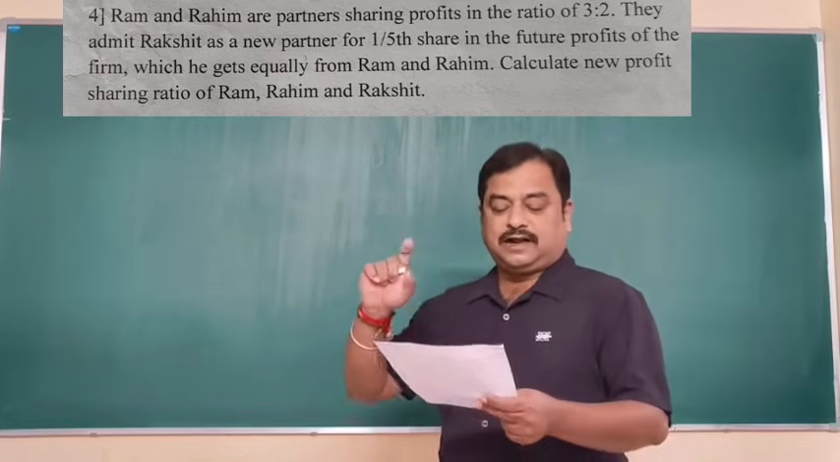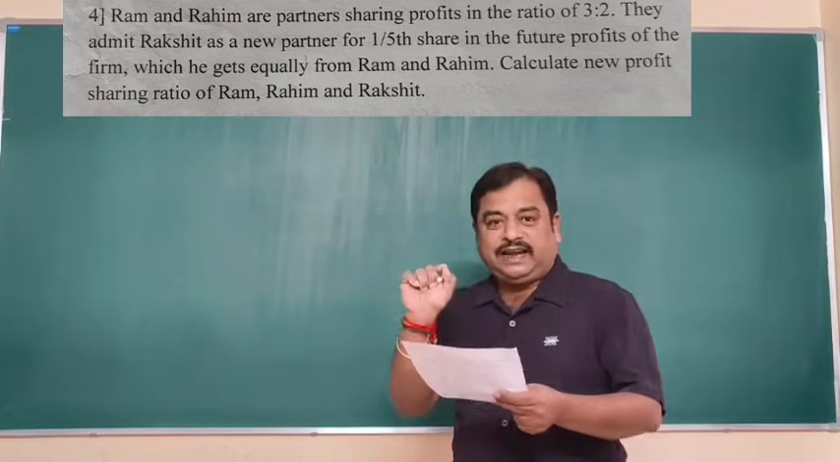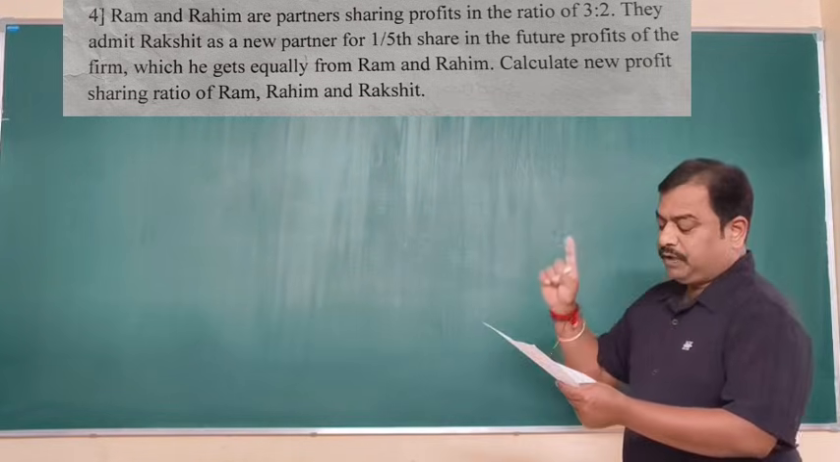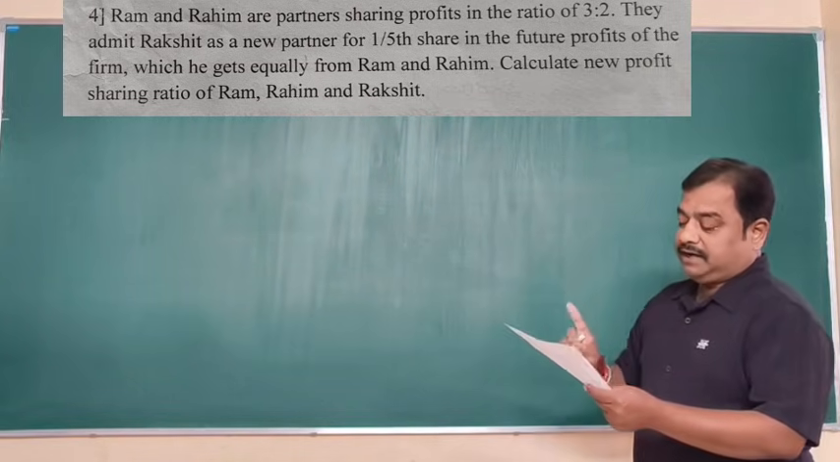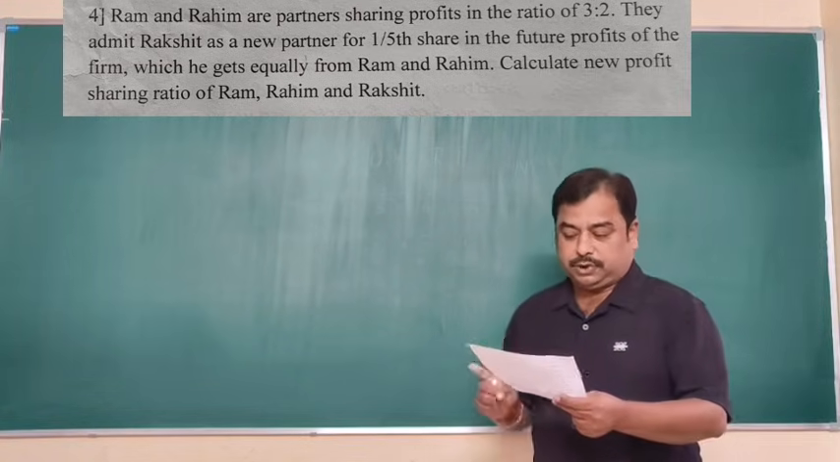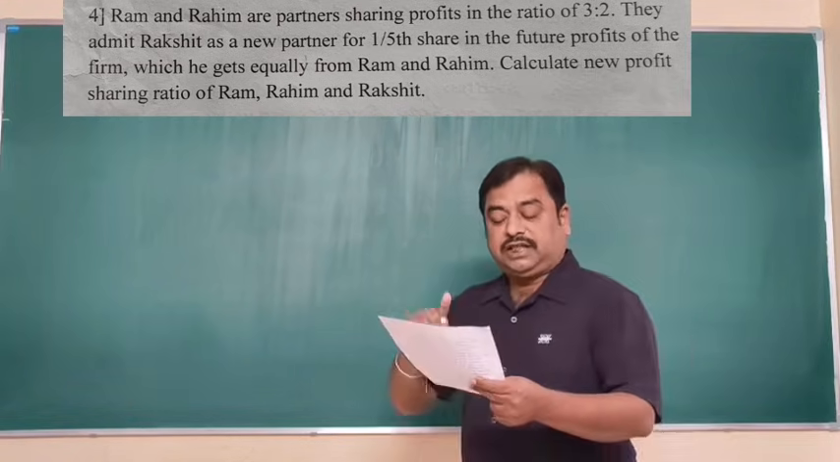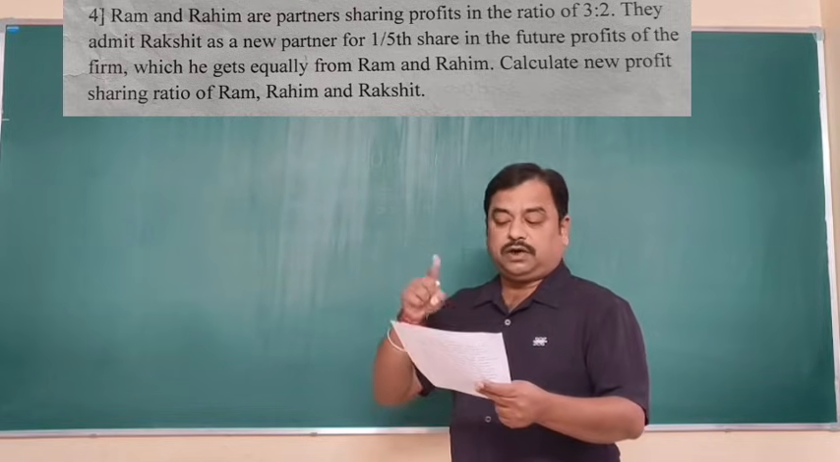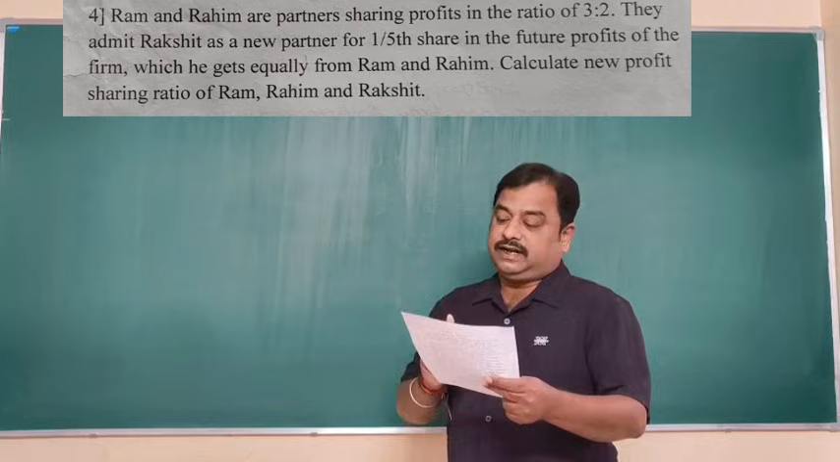Okay students, let's start with the next problem. Now there is a slight twist in this question. Please read the question carefully. Ram and Rahim are partners sharing profits in the ratio 3 is to 2. What is this? Old ratio. They admit Rakshit as a new partner for 1/5 share in the future profit. What is this? The new partner's share.